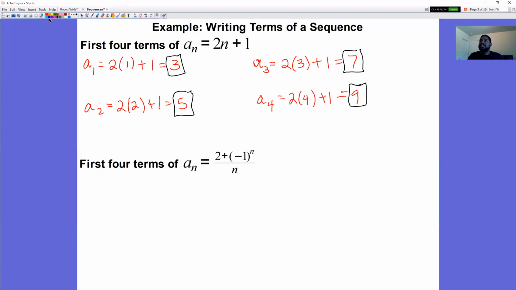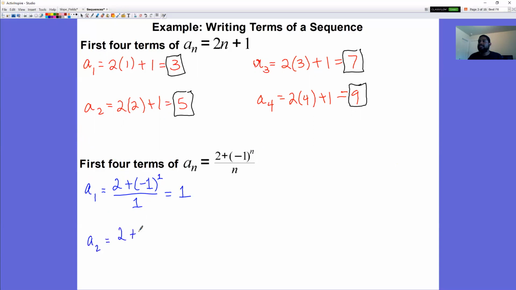Our next problem is a little bit more complex sequence. They want the first 4 terms of a_n equals 2 plus (-1)^n over n. So the same principle, we start with n equals 1 and plug in. So when you simplify that, you get 1, because 2 plus -1 to the first power is 2 minus 1, which is 1 over 1, is 1.